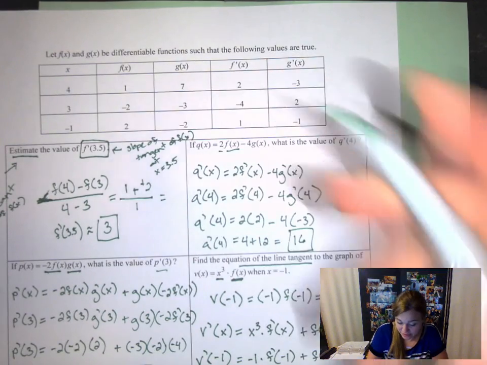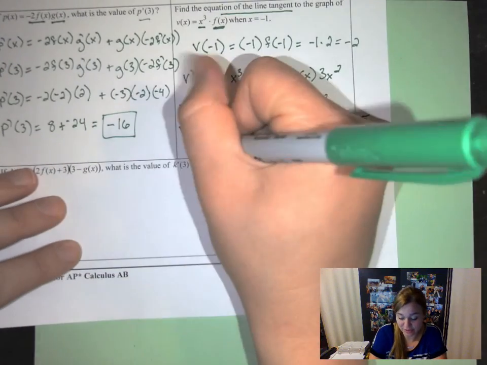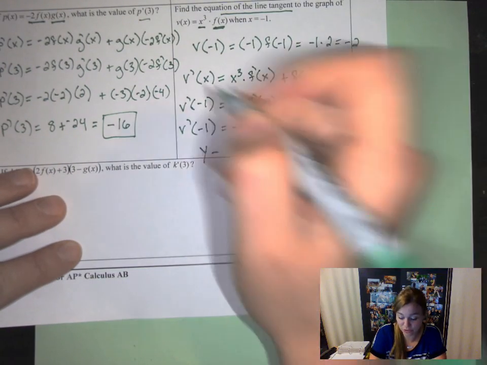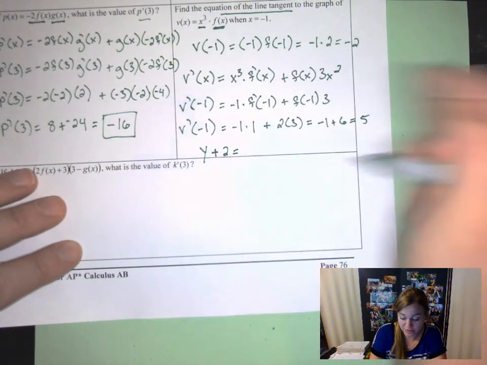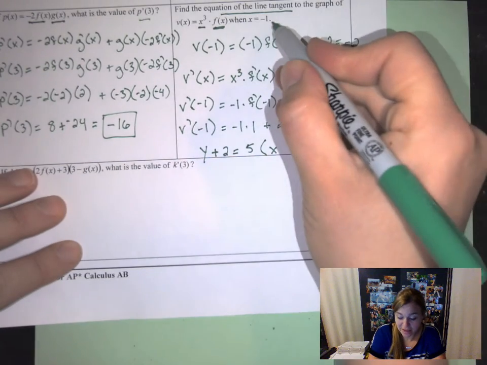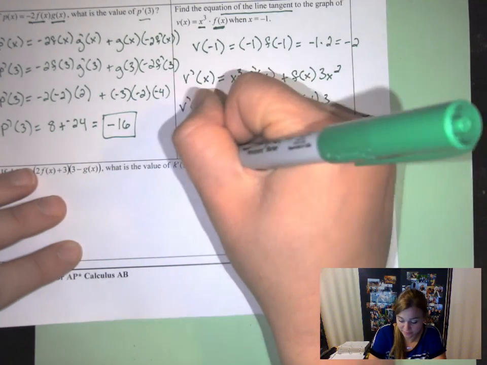F of negative 1 is 2 times 3. I would get negative 1 plus 6, which is 5. Last thing you do is the equation of the tangent line. So y minus y1, my y1 was negative 2, so I'm going to say y plus 2 is equal to m, which was 5, times x minus x1, so minus negative 1, or I can say plus 1.